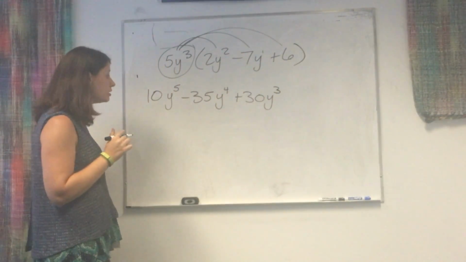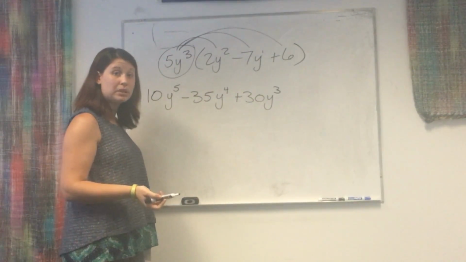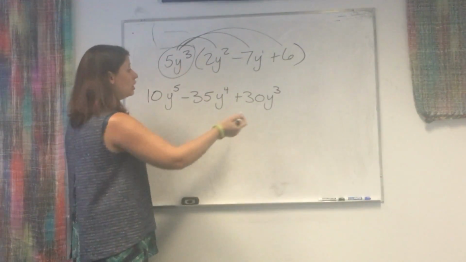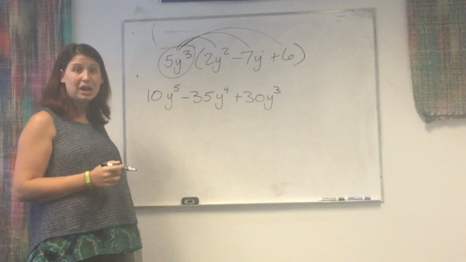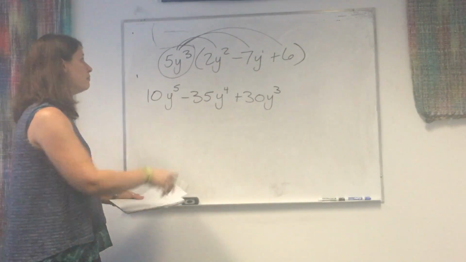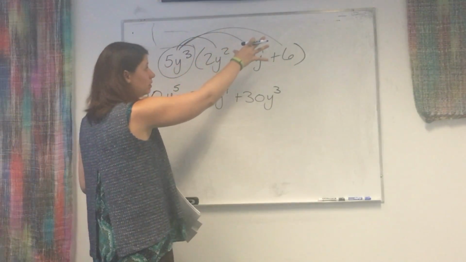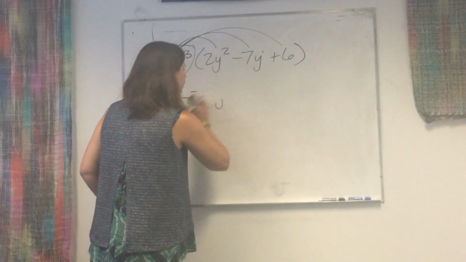Okay, we should notice all of these have 5 in common because we multiplied a 5 through, and all of them have at least 3 y's because we multiplied y cubed through. So that's multiplying a monomial times more than a monomial, okay? You just distribute.